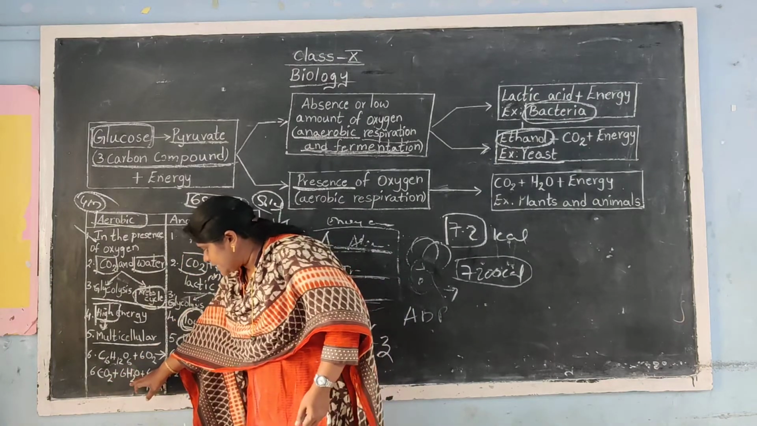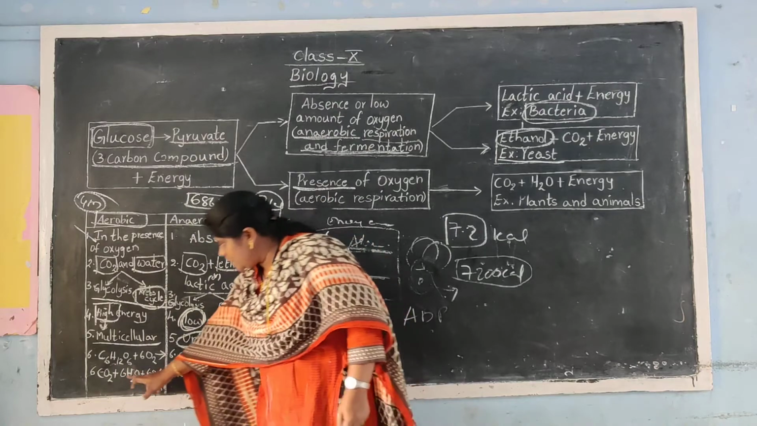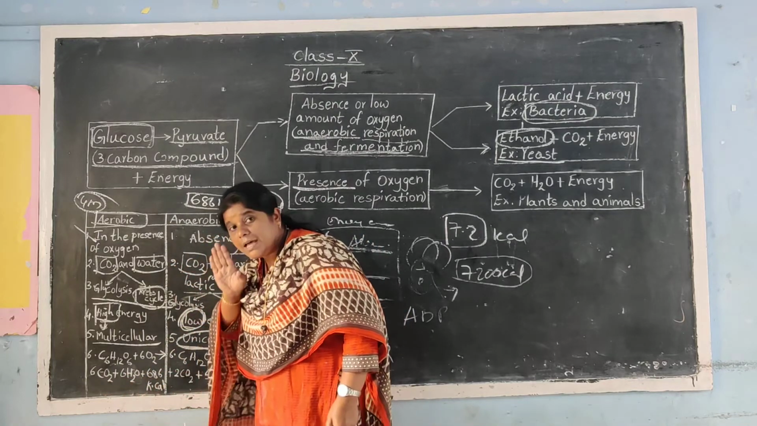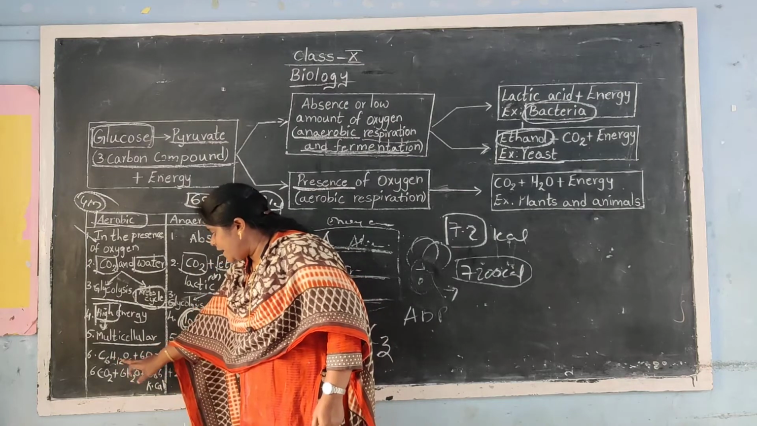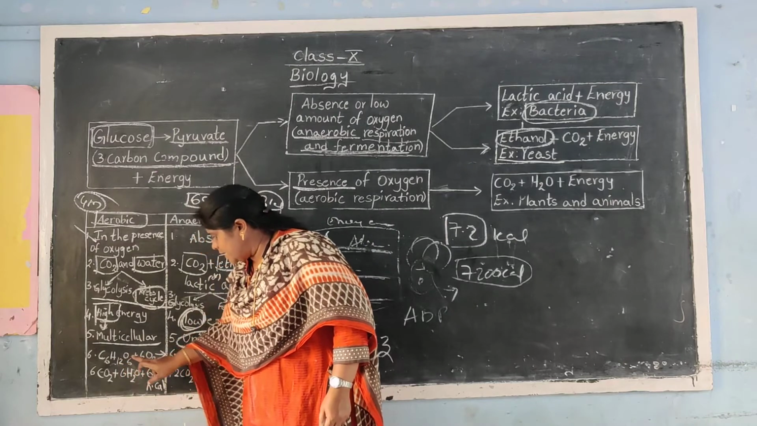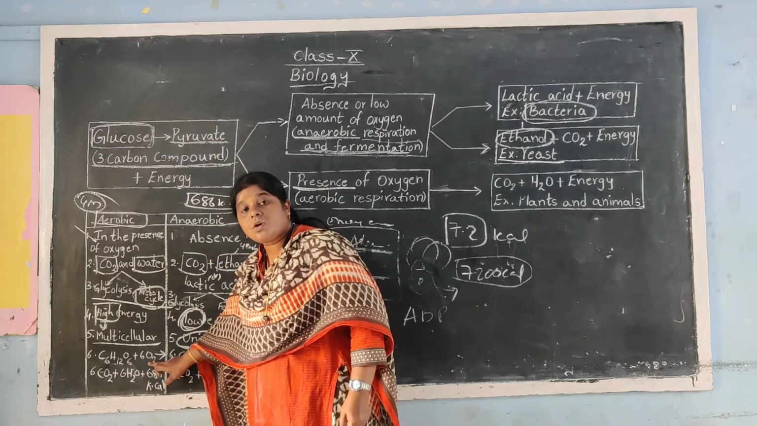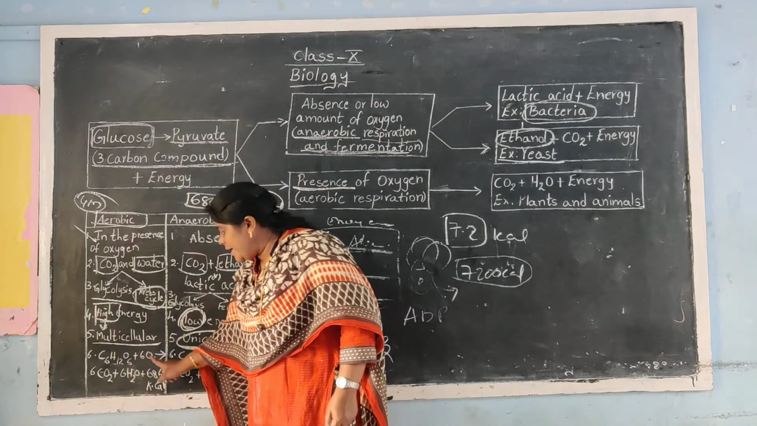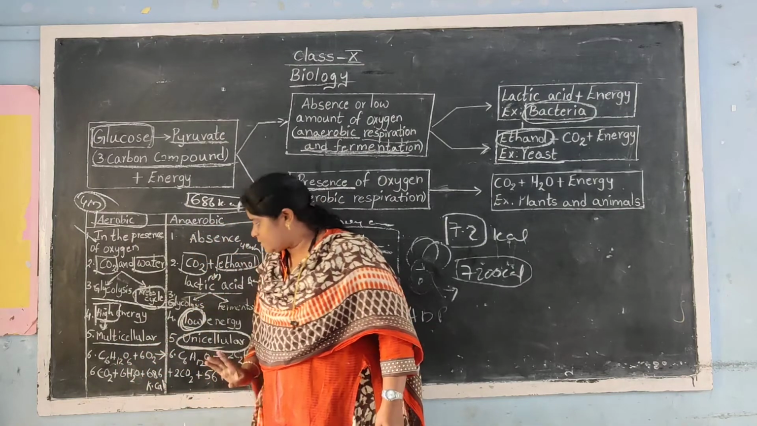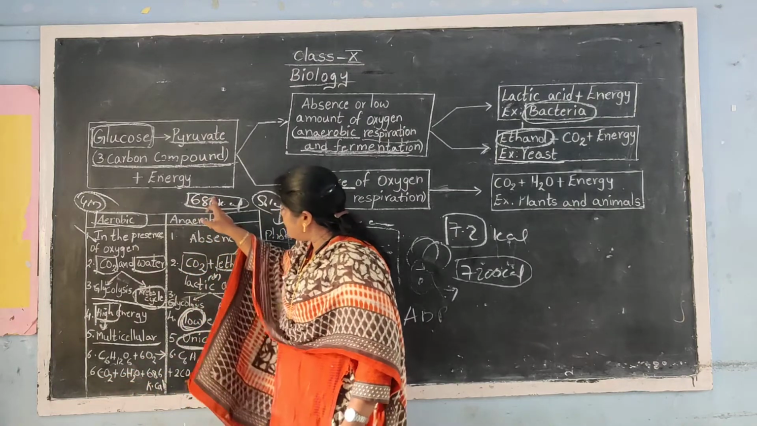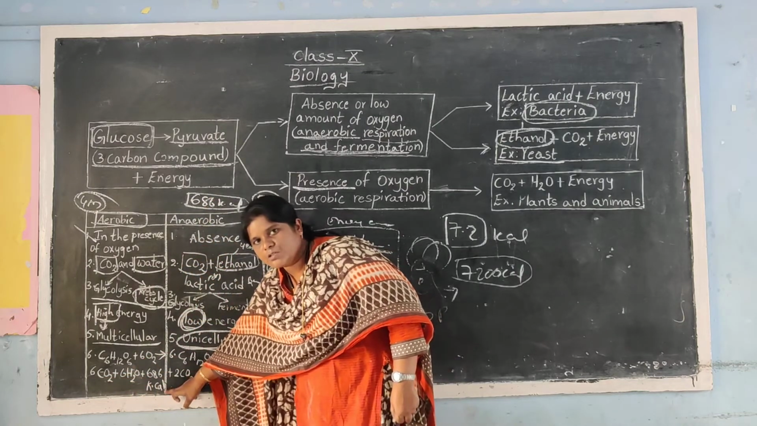6CO2 plus 6H2O. What are the reactants? C6H12O6 plus 6O2. That means one glucose molecule, when it combines with 6 molecules of oxygen, gives carbon dioxide, water, and, as I have already mentioned, 686 kilocalories of energy.